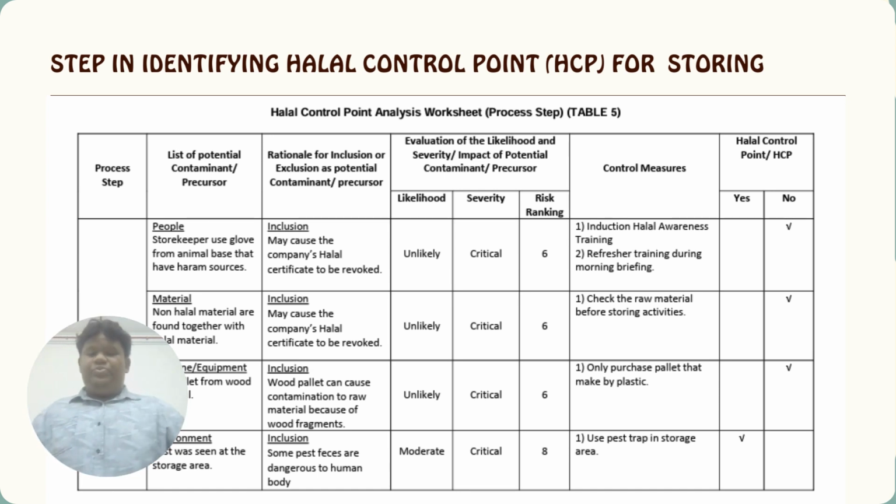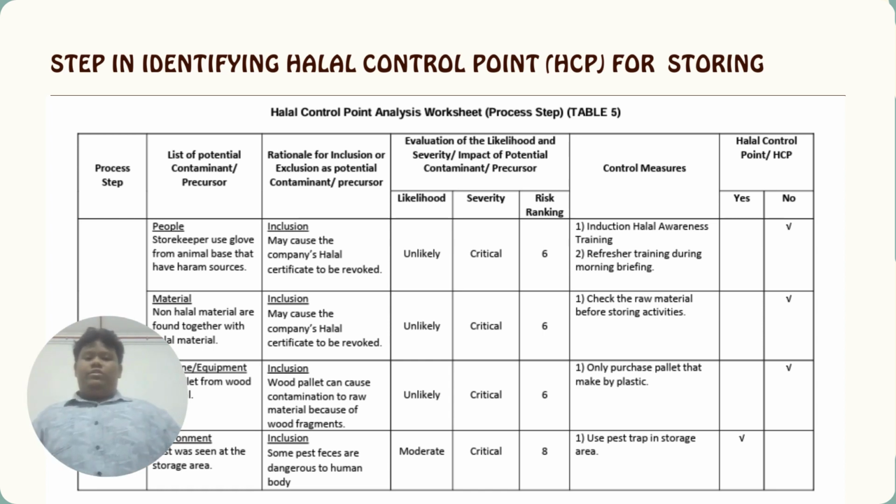For the people, it may cause the company's halal certificate to be revoked because the glove used by the storekeeper is haram. So it is likely there will be contamination between halal and haram. Next, the material: same as people, it may cause the company's halal certificate to be revoked, because, same as before, this is a contamination between halal and haram material. For the machine, a wood pellet can cause contamination to the raw material because of wood fragments.